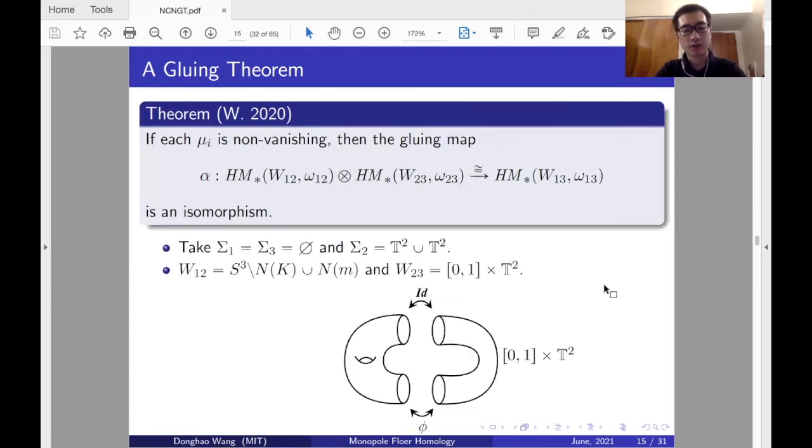The first application here will allow us to recover the knot Floer homology. To apply this theorem, let's take sigma 1 and sigma 3 to be empty sets, and sigma 2 to be the union of 2 tori. The first gluing piece W12 is going to be this link complement. And the second gluing piece is the standard product. And then this gluing theorem says the monopole Floer homology of this link complement is isomorphic to the monopole knot Floer homology of K. This is because the Floer homology group of the second piece is pretty standard. It has rank 1. So this is the first application.